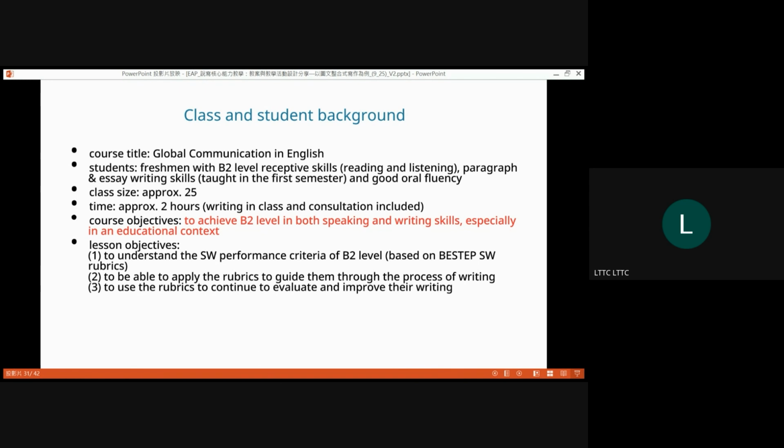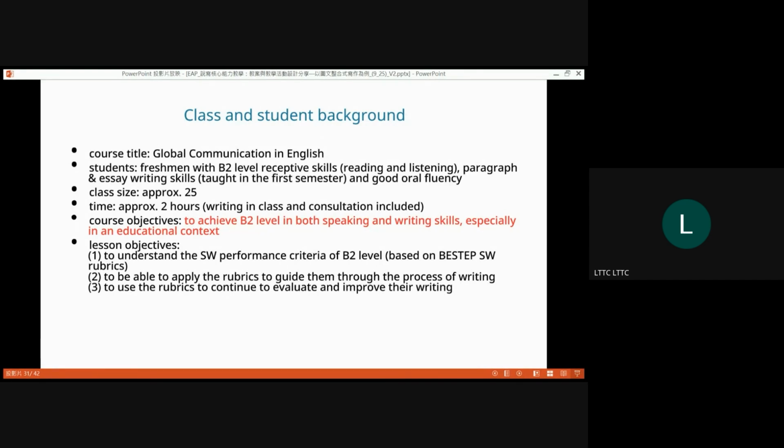I think the course objectives, of course, are under the 2030 bilingual policy framework. Our goal is to help the students, or encourage them, to achieve B2 level in both speaking and writing skills, the output skills. And I also add another condition, especially in an educational context, because before they graduate, they will have to survive in a gradually EMI learning environment. So I have these two goals in my mind. One is the first language goals, and the other is a set of EMI skills they would need to take those courses.